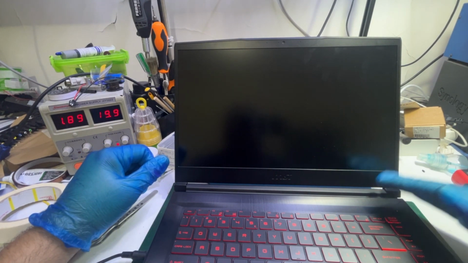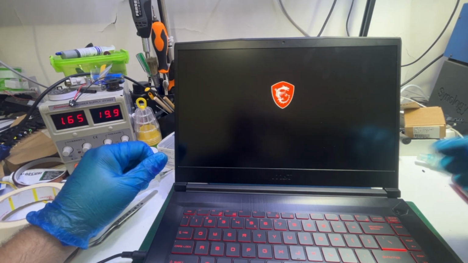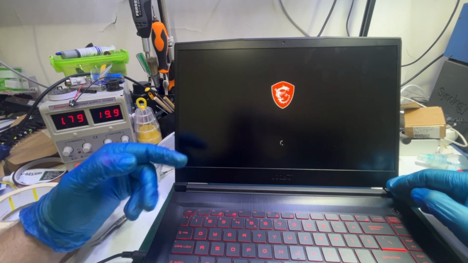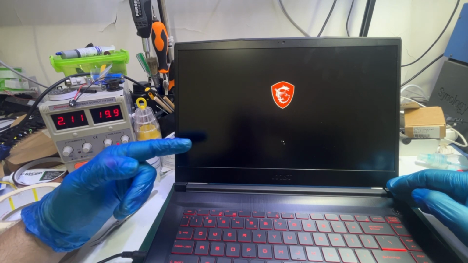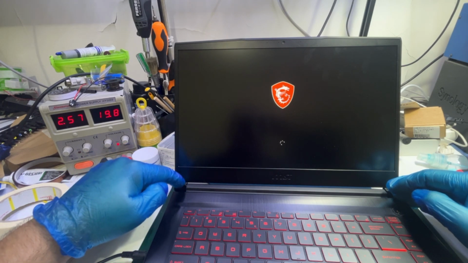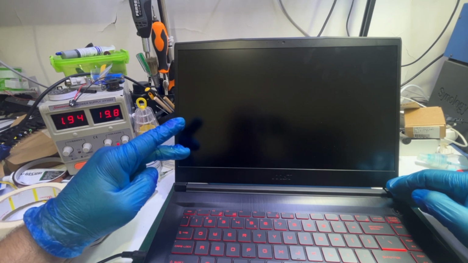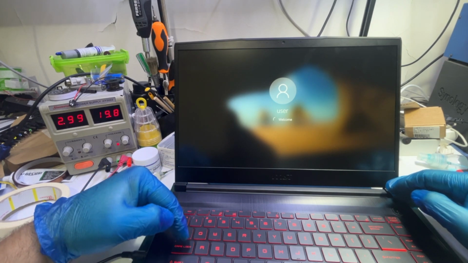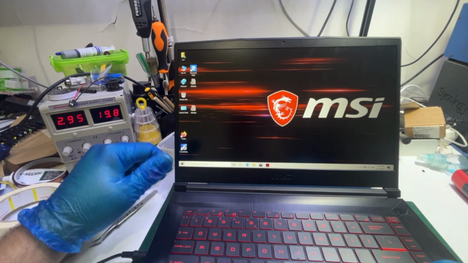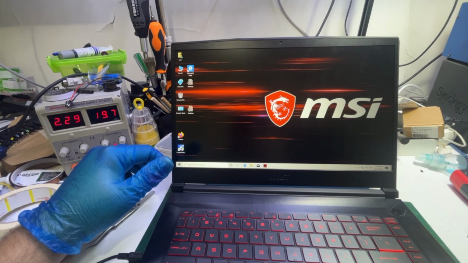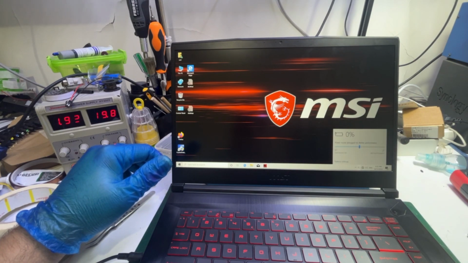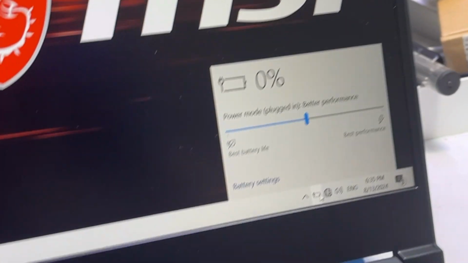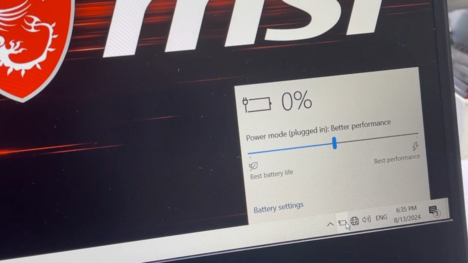We have a picture. Did you see it? The laptop rebooted 2 times. That means it was loading the BIOS into the EC chip, which means the internal battery was totally drained. There's no power in it. Let us see if the battery is charging. Does the battery charge? Yes or no?